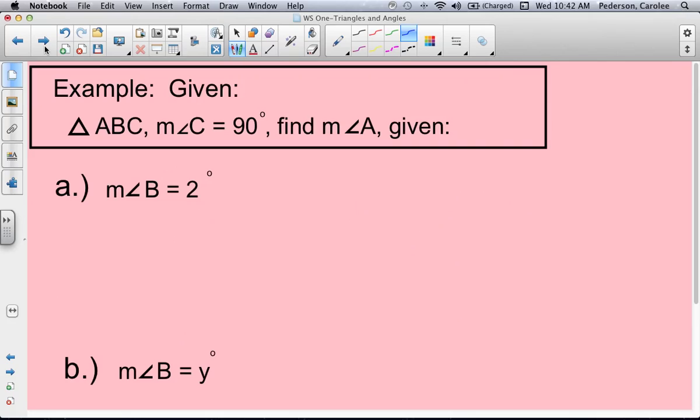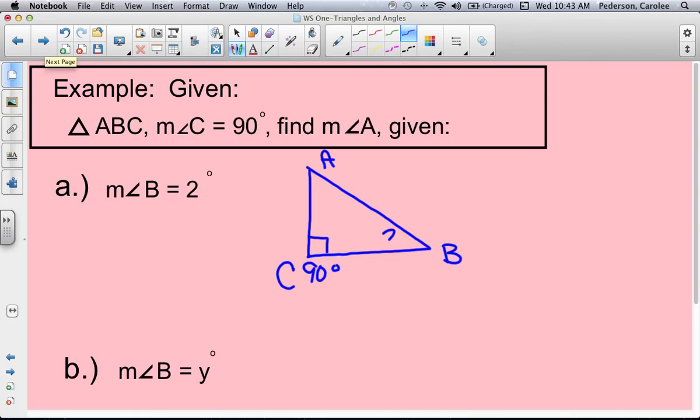The next slide. Given a triangle where one of the angles is 90 degrees, find the measure of angle A for given angle B. So in these pictures, I recommend that you draw the picture out. So we have a right triangle. Remember, a right triangle is 90 degrees in measure. That's angle C. Then we have two more angles, angle B and angle A. Angle B is 2 degrees.